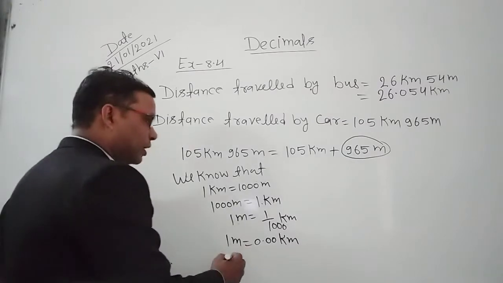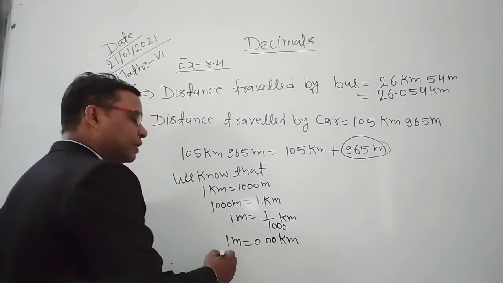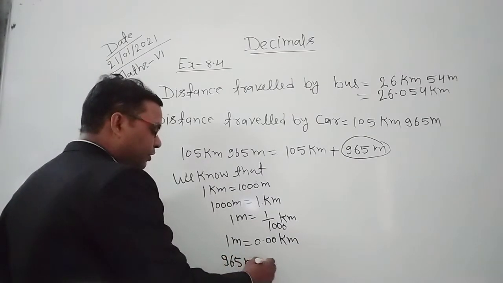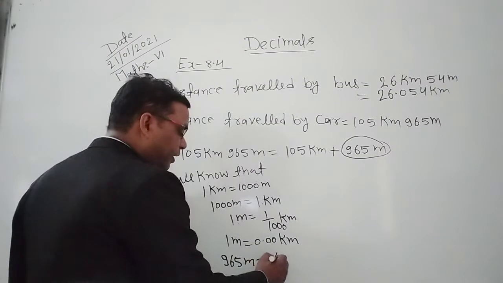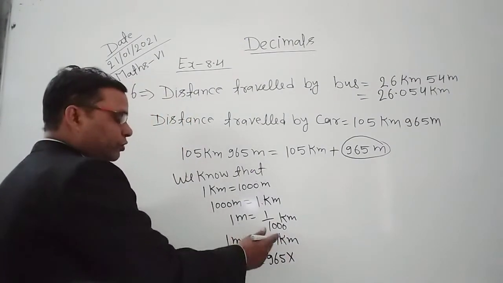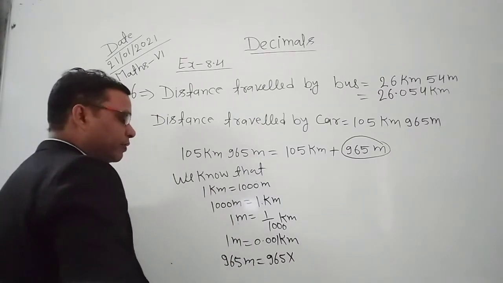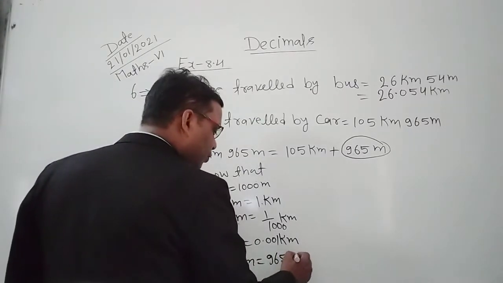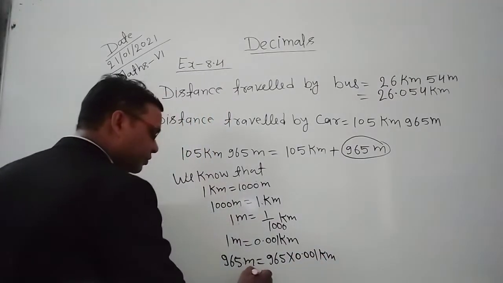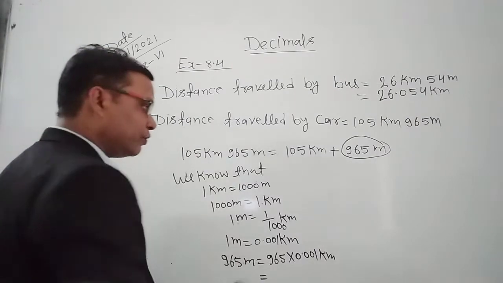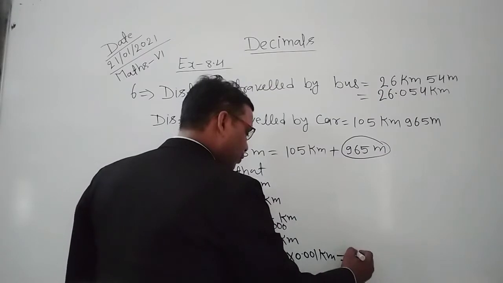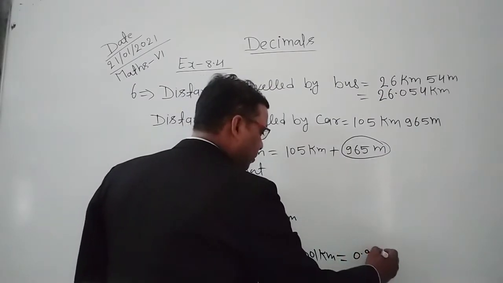Okay? Now, how many meters do we have? We have 965 meter. This is equal to 965 into 1 meter is equal to 0.001 kilometer. If you multiply them, then you find here 0.965 kilometer.